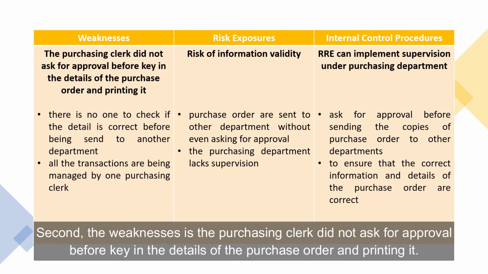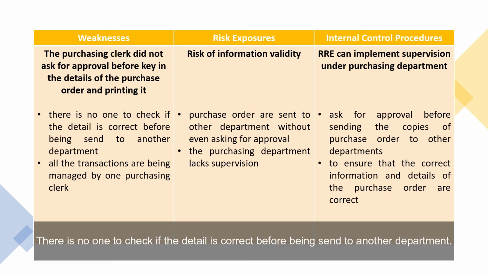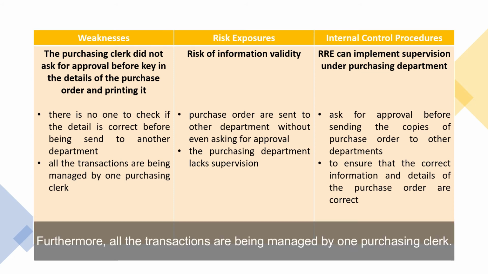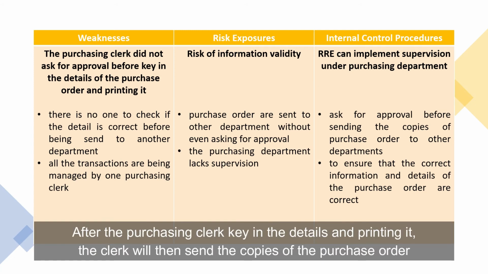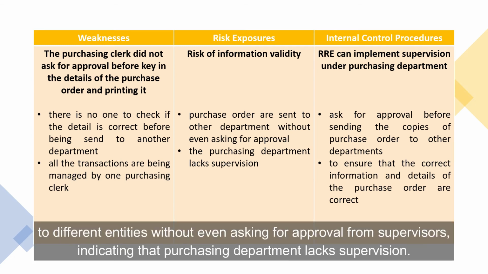Second, the witnesses if the purchasing clerk did not ask for approval before keying the details of the purchase order and printing it. There is no one to check if the detail is correct before being sent to another department. Furthermore, all the transactions are being managed by one purchasing clerk. The risk exposure is a risk of information validity. After the purchasing clerk keys in the details and prints it, the clerk will then send the copies of the purchase order to different entities without even asking for approval from supervisors, indicating that the purchasing department lacks supervision.